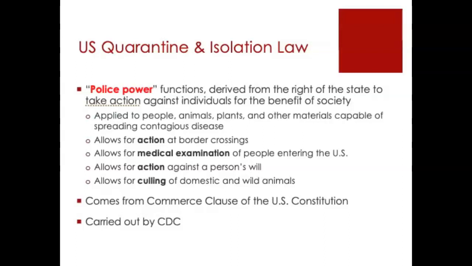All of this police power comes out of the Constitution, specifically in what's known as the Commerce Clause. And it's the Centers for Disease Control who is in charge of carrying this out for the states and the federal government.